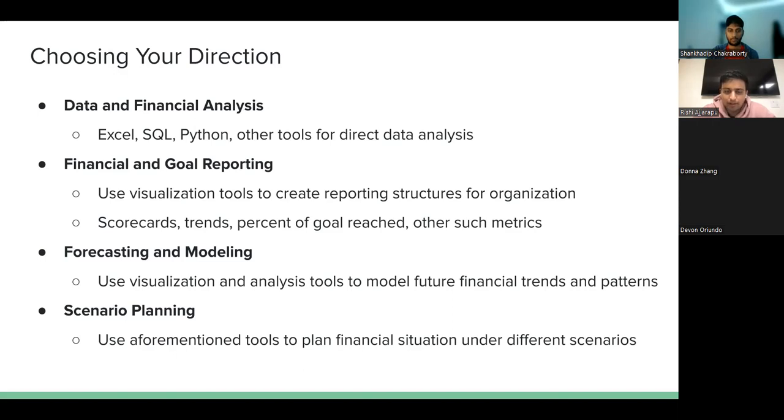And then scenario planning. So using the tools that we previously mentioned to plan a financial situation under different scenarios. Like if it's a good scenario or a bad scenario, they're trying to use that to plan ahead for the future. I think another thing I didn't mention, but it's also a part of scenario analysis, is sensitivity analysis. Scenario planning is where you manipulate multiple variables in order to create different scenarios. And that's more multivariable changing.